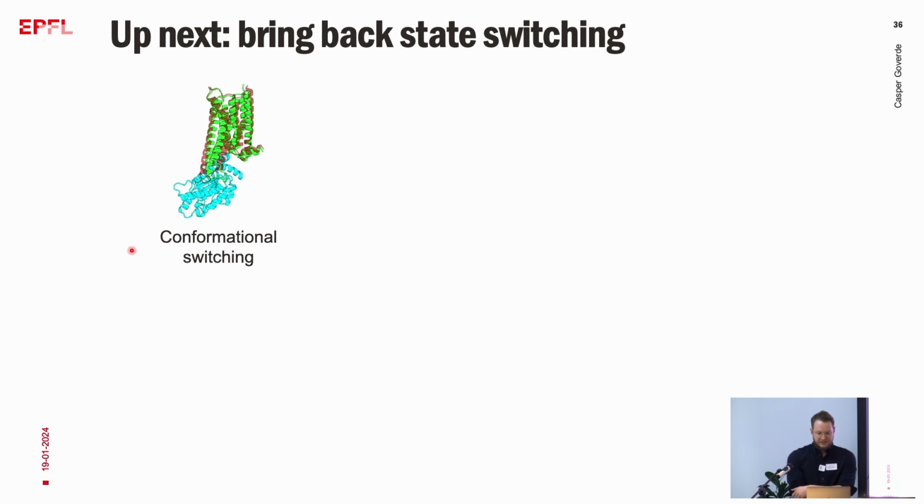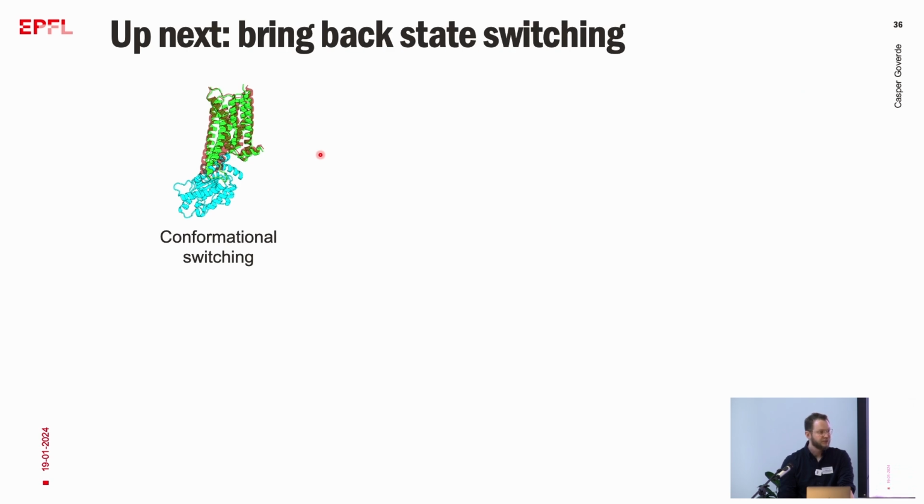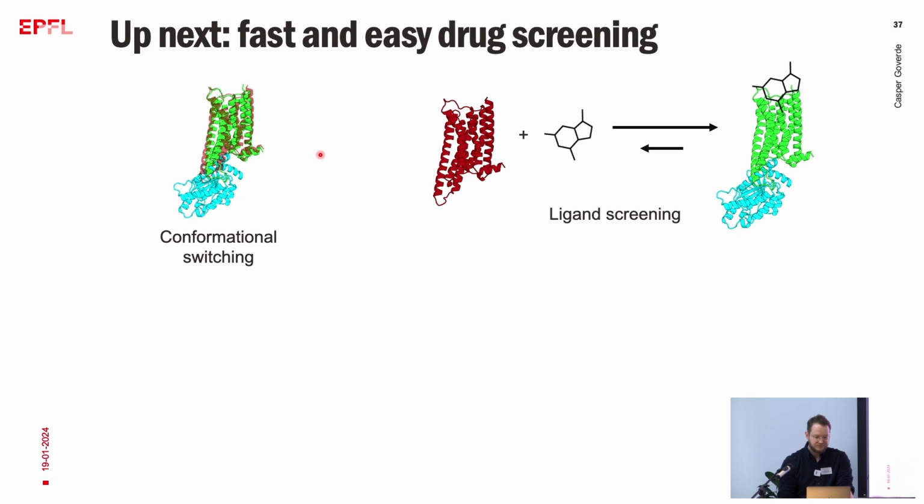So what can we do next? The next thing that we would like to do is try to introduce conformational switching. We have shown that AlphaFold can design for the active conformation in GPCRs and the inactive conformation, but can we now maybe design a sequence that can occupy both states? Which would be really cool to start designing a synthetic GPCR.